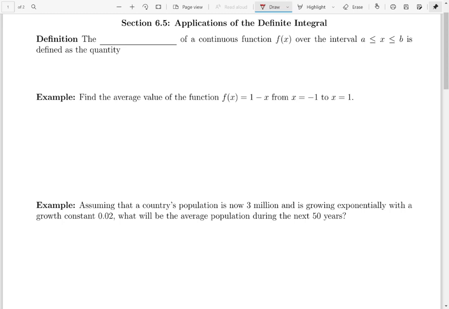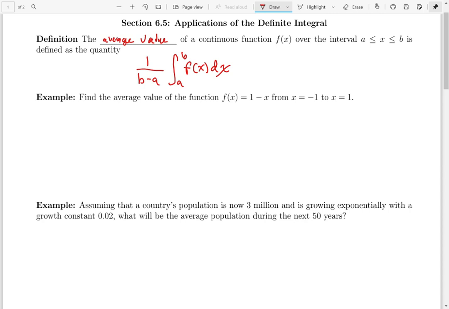Section 6.5, Applications of the definite integral. So the average value of a continuous function f of x over the interval from a to b is defined as the quantity 1 divided by b minus a times the integral from a to b of f of x dx. And so if I want to find the average value that a continuous function takes on, this is the way that I can calculate that.